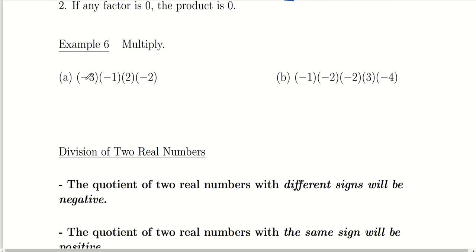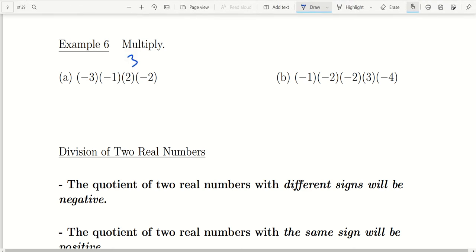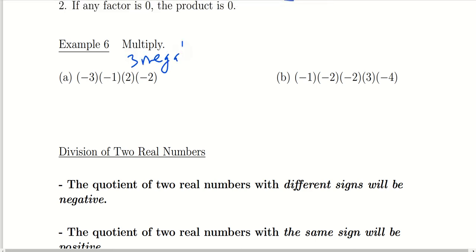If I look at this product, we have negative 3 times negative 1 times 2 times negative 2. I have an odd number of negatives: 1, 2, 3 negatives altogether, which is an odd number. So that tells me the final answer is going to be negative. Now that I know the sign, I'll put the negative sign down. All I have to do is multiply the factors together. 3 times 1 is 3. 3 times 2 is 6. 6 times 2 is 12. So the final answer for this one should be negative 12.